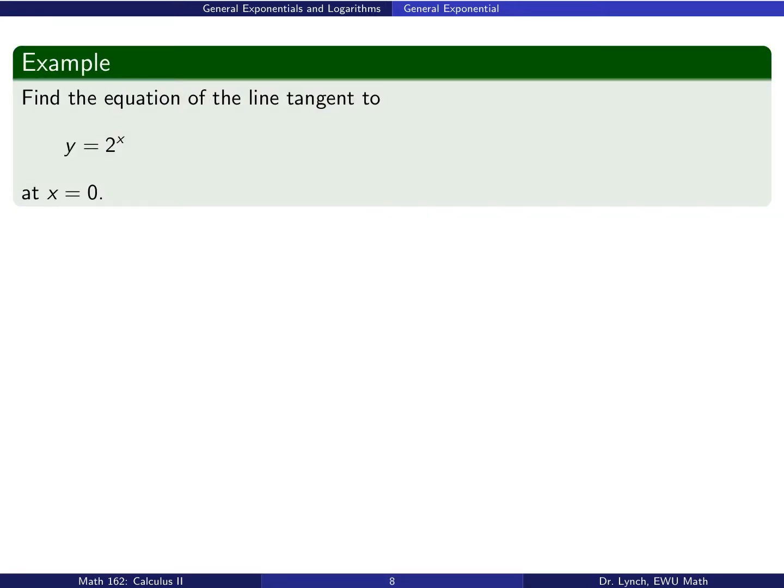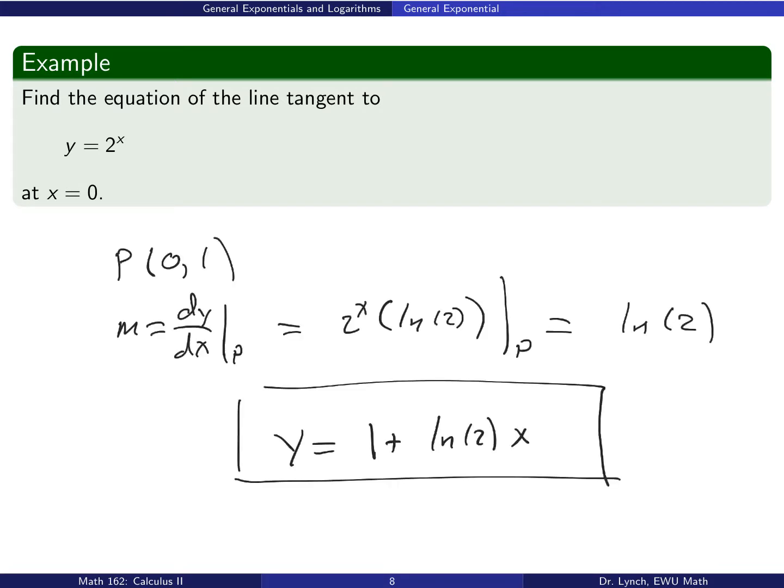Let's have a look at another example. Let's find the equation of the line tangent to y equals 2 to the x at x equals 0. Well, we can see that the point in question here is, of course, x equals 0 and y equals 1. Now, of course, the slope is just given by the derivative evaluated at the point. In this case, the equation of the line is y equals 1 plus natural log of 2 times x. Now, we know natural log of 2 is the natural log of a number that's between 0 and e, so it's going to be less than 1. It turns out it's like 0.6 something, so this is a line with slope that's less than 1.